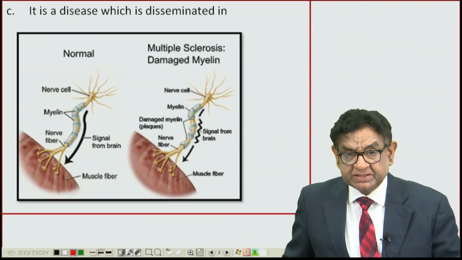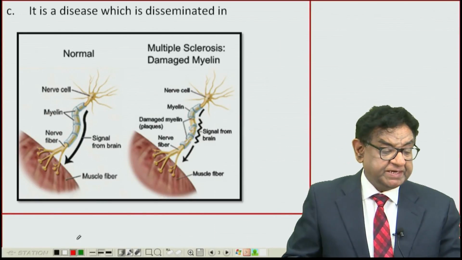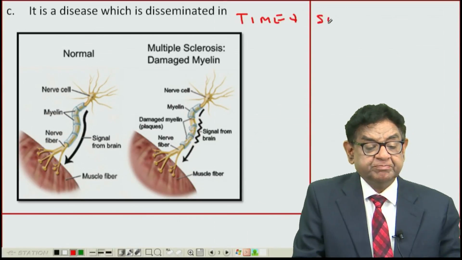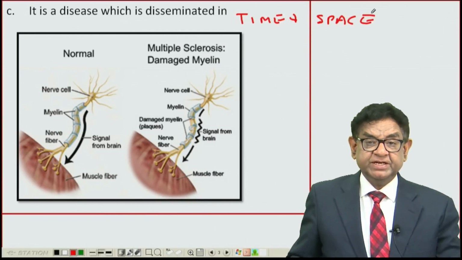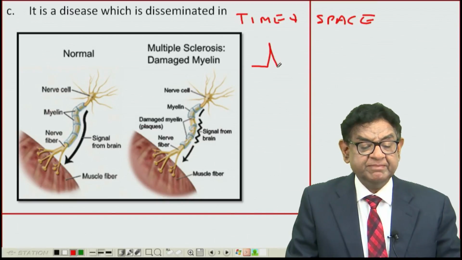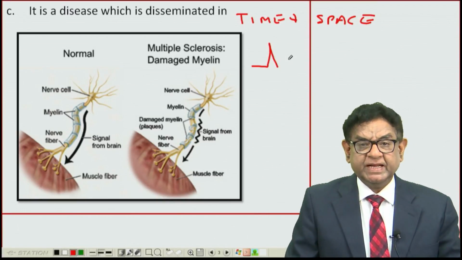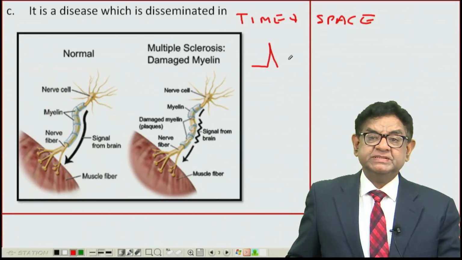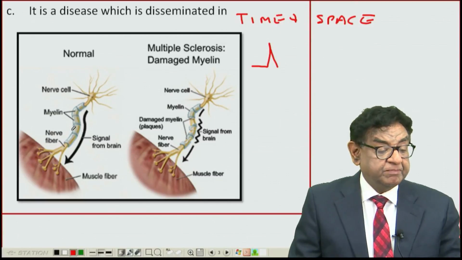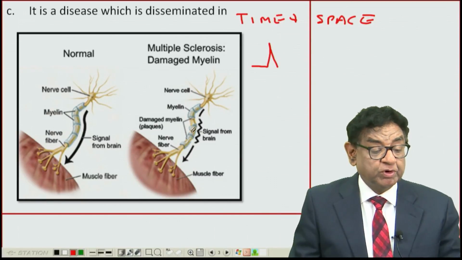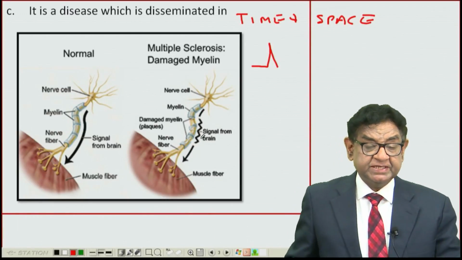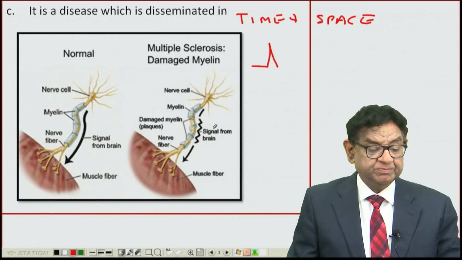Now, one more characteristic feature of the disease is that it is disseminated in time and space. This again you need to understand. For example, a patient has come to us with hemiplegia today. And most of the time, as I told you by now, the problem is demyelination. I can show you a figure. This is a normal nerve with the myelin sheath, and here the myelin sheath is broken, and that's why you can see that conduction velocity is slowed down.